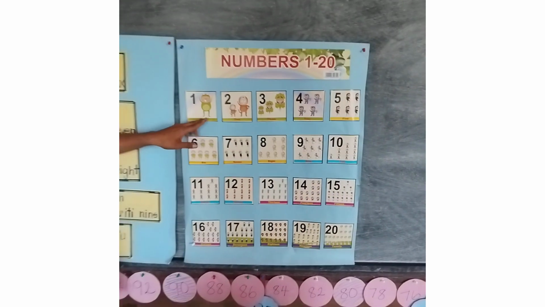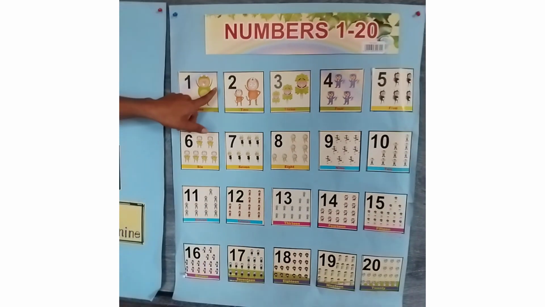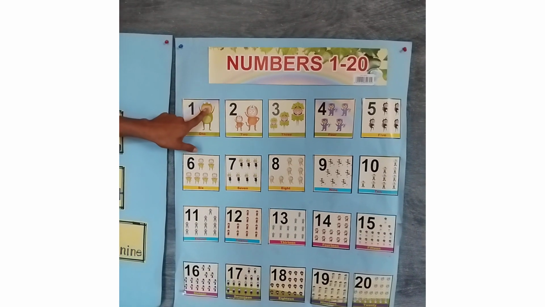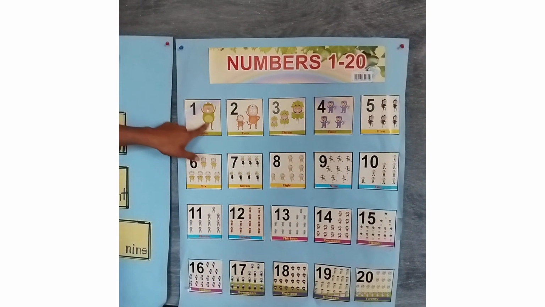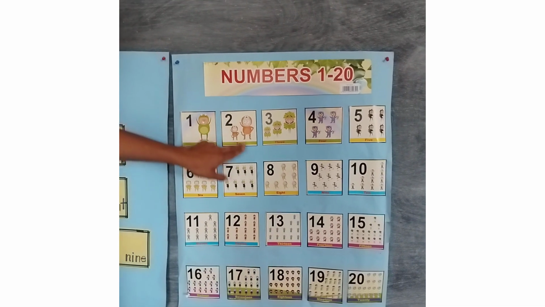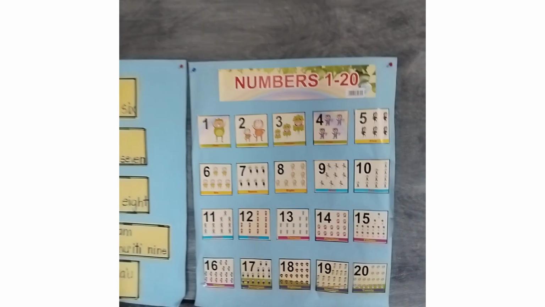Here you can see 1, and there is one object or picture representing 1, 2 objects representing number 2, and so on.